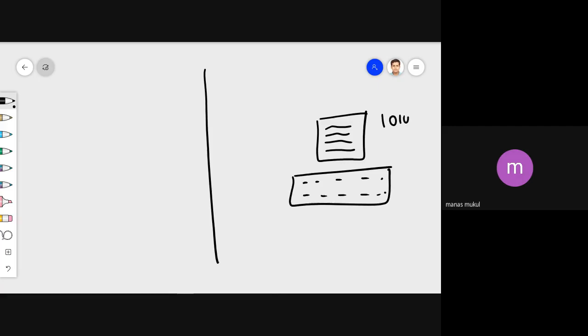Say 101010. You know what binary is, right? Yes, sir. So the instructions which the computer understands are in binary. I'm giving you an example. Now, do you think it is easy for us to write a code in binary?